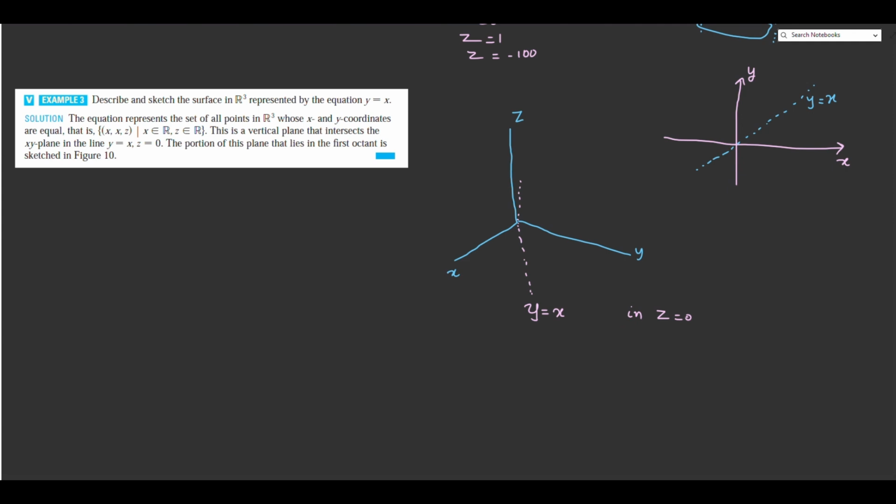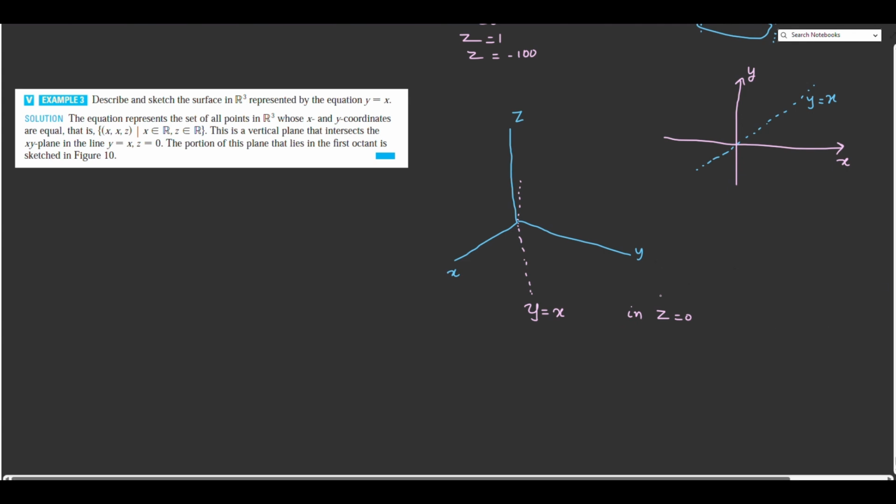But remember, there is no condition on z, so z can take any value. It means that z can be equal to 1, z can be equal to 2, z can be equal to minus 10. So y equals x represents an infinite number of lines put on top of each other, and it will make a plane. So it represents a plane.